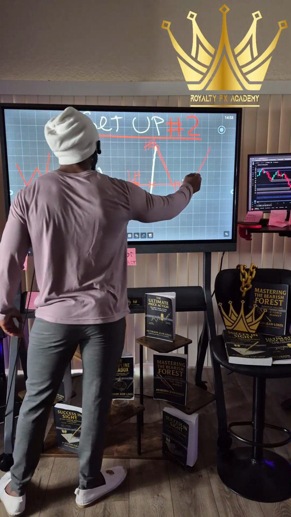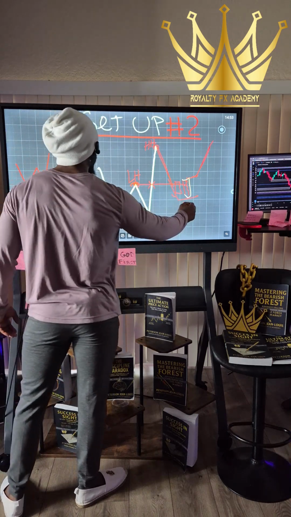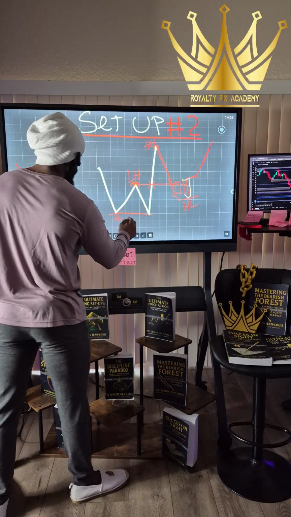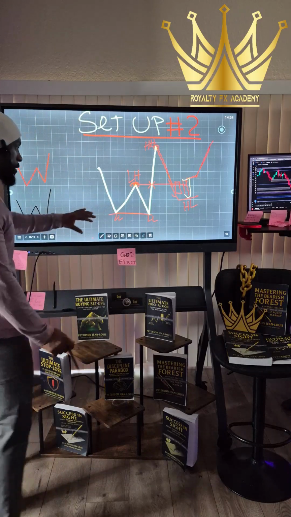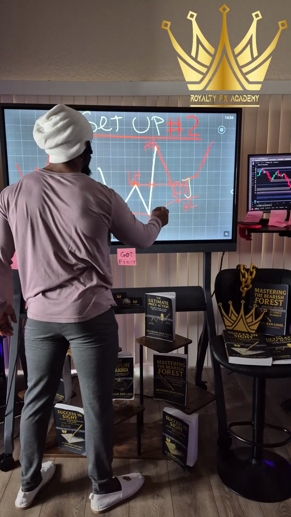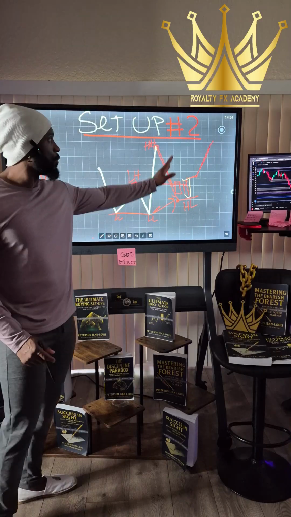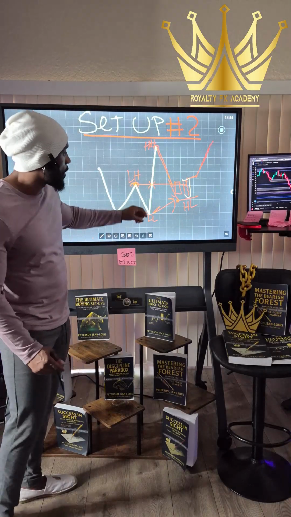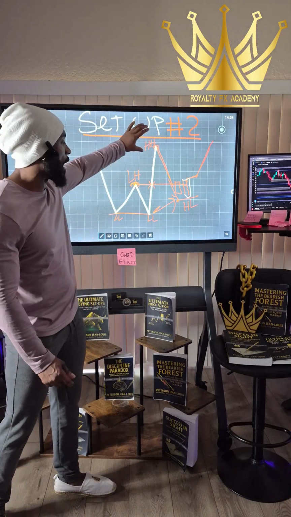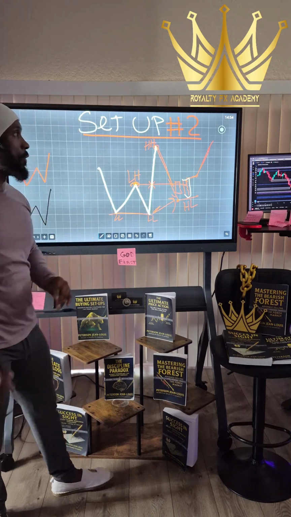Now, at this point, this structure here will be considered a higher low, where double bottoms are basically two lower lows, equal lows for the most part. But this low point right here is going to be higher than the previous one. So we are transitioning from a bearish trend into a bullish trend. From lower highs to higher highs, lower lows to higher lows, and so on and so forth.